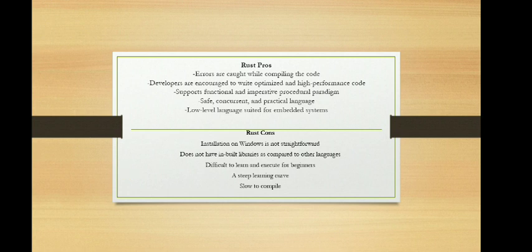Rust pros. Errors are caught while compiling the code. Developers are encouraged to write optimized and high-performance code. Supports functional and imperative procedural paradigms. Safe, concurrent, and practical language. Low-level language suited for embedded systems.